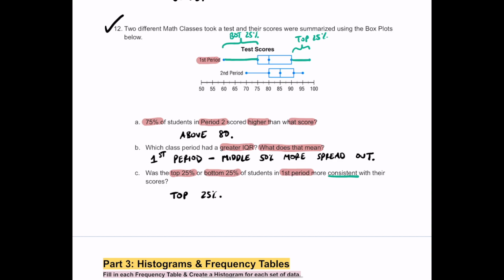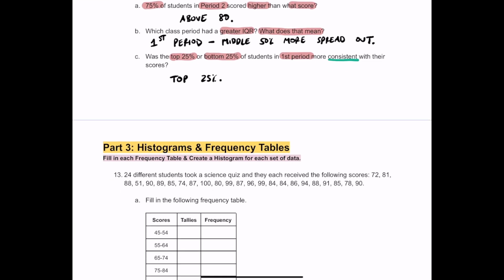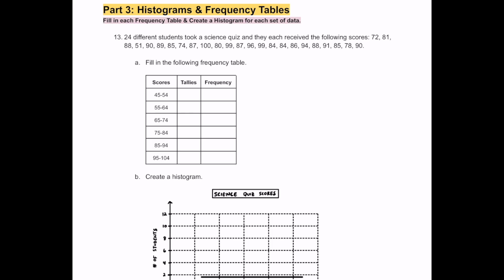Cool, there's number 12. Okay, that finishes part 1 and part 2 of the problems. Moving on to part 3, let's move away from box plots and start looking at some histograms and frequency tables. Okay, so we have 24 different students took a science quiz. Let's just go through this piece by piece. We just have to organize and put these into bins, or put the tallies into the bins where the scores go.